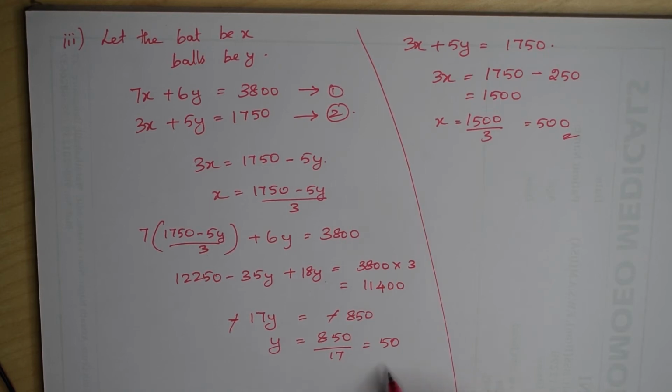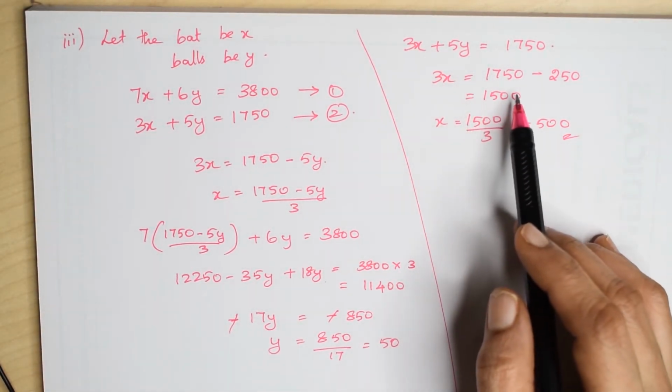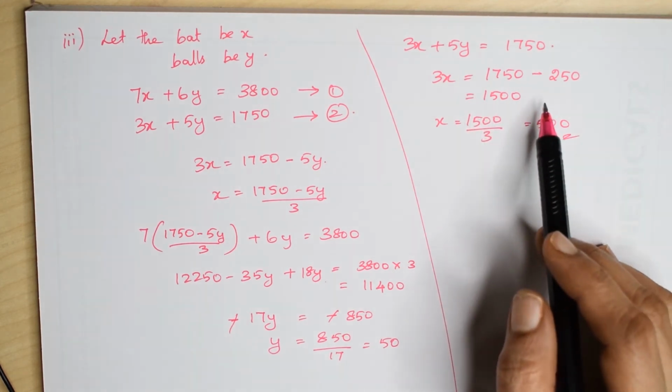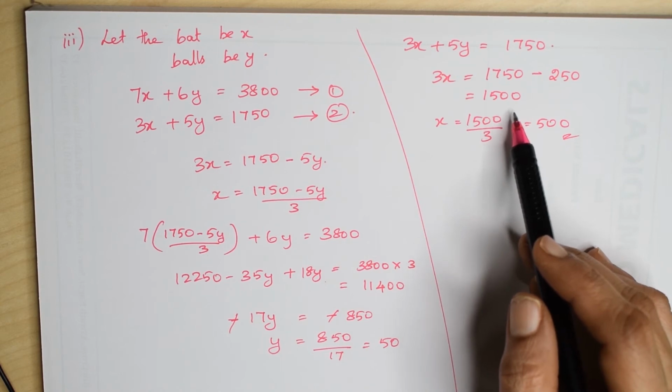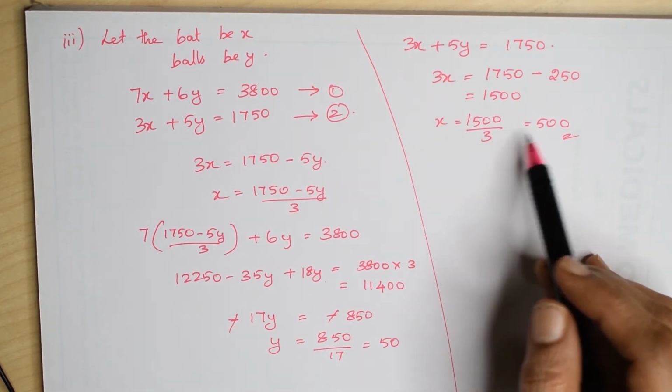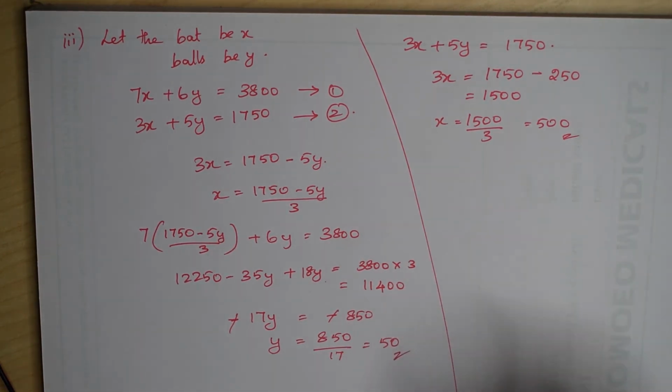So the cost of the ball is y is equal to 50, and I am substituting that value in the second equation. When I substitute the value, I get 3x is equal to 1500, x is equal to 1500 by 3, and that is equal to 500. So I have found the value of y is equal to 50, the cost of a ball is 50, and the cost of a bat is 500.